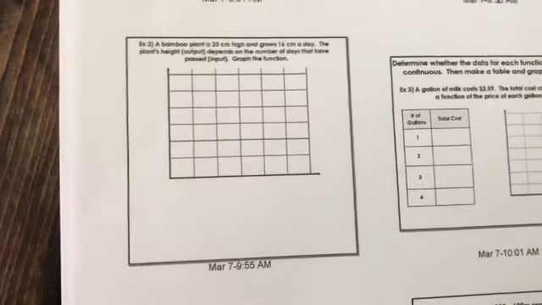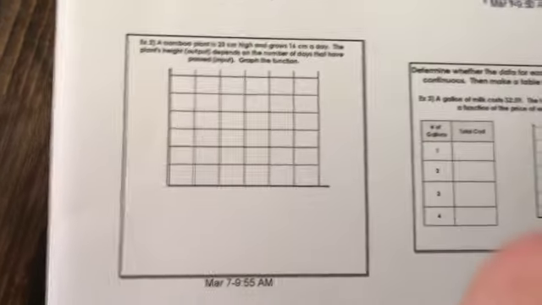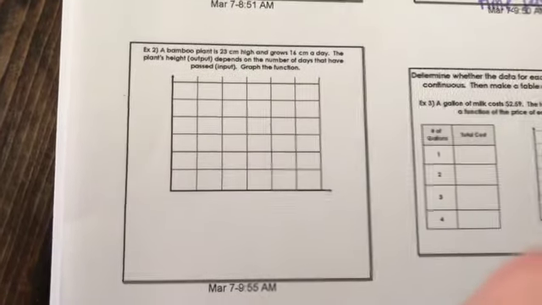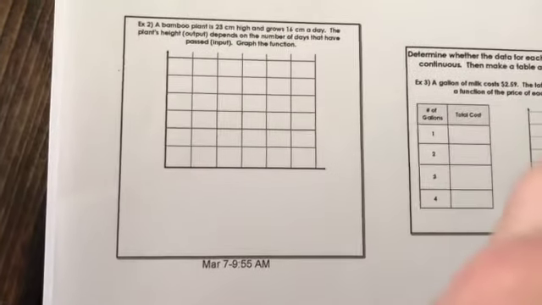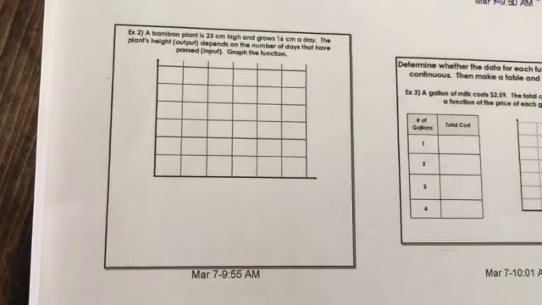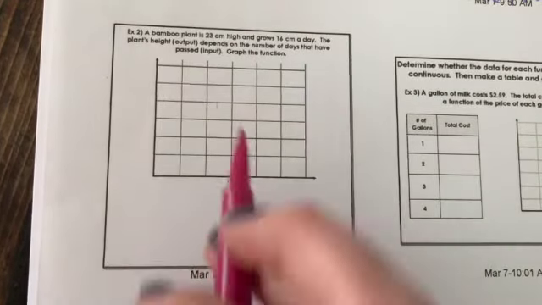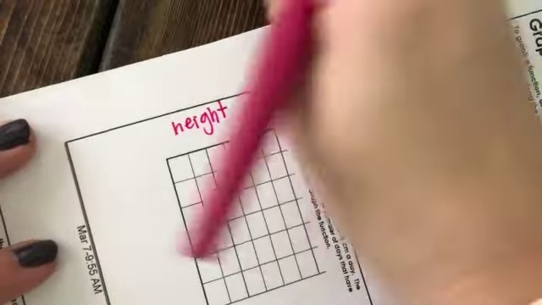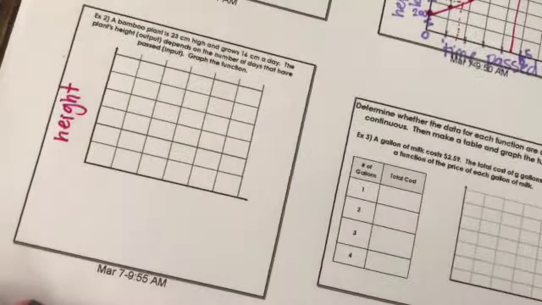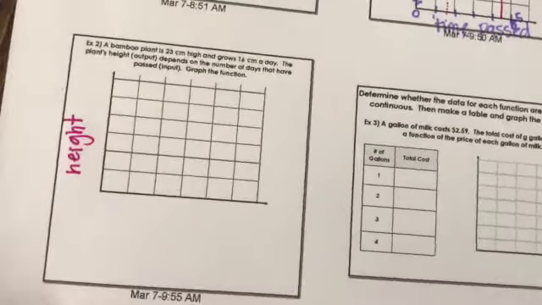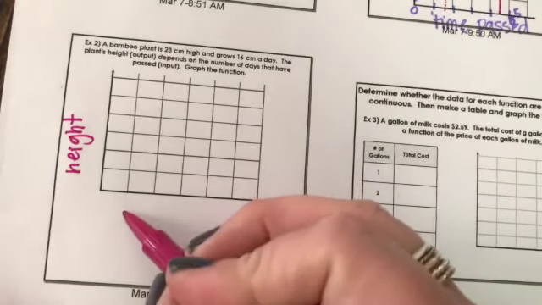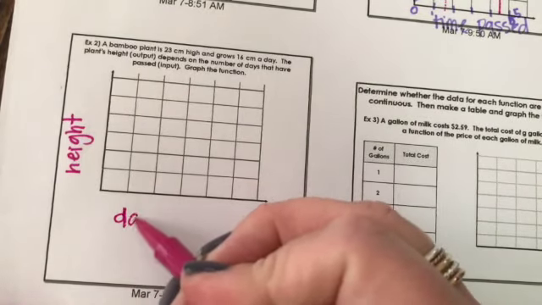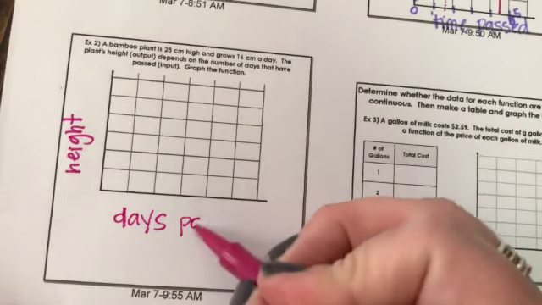Let's look down here at this bamboo example. It says a bamboo plant is 23 centimeters high, and it grows 16 centimeters a day. The plant's height, the output, I'm going to put here, because I know that output goes along my y-axis, depends on the number of days that have passed, which is the input. So, days passed.